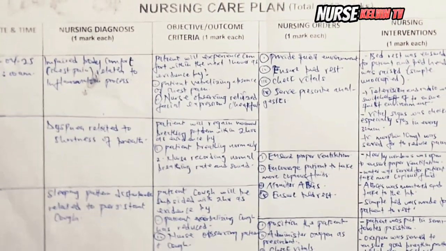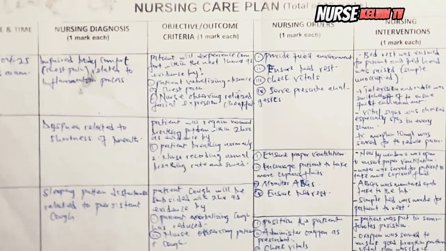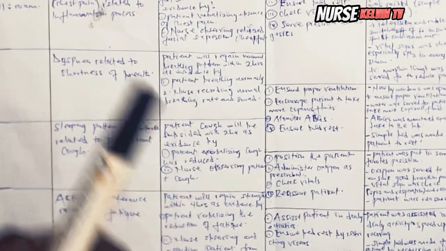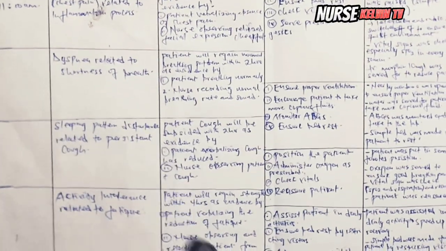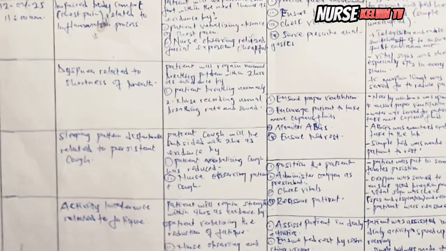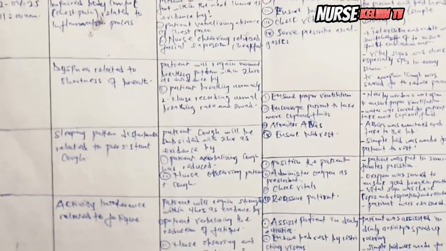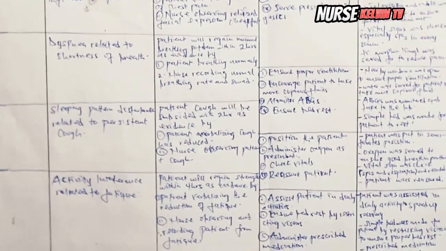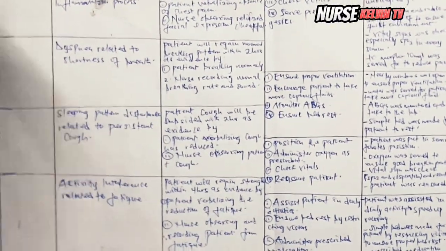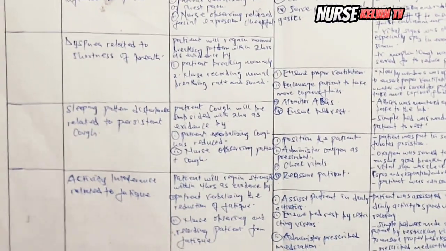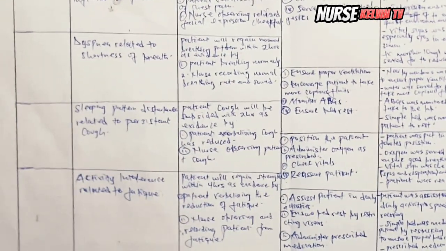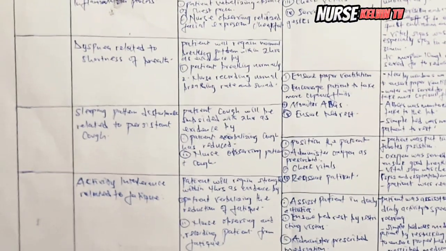Now let's come to the sleeping pattern disturbance related to the persistent cough. You will see here that the patient's cough will subside within 2 hours, as evidenced by the patient verbalizing that the cough has reduced. Here you need to back it with evidence: the patient says the cough has reduced. Then the second one is the nurse observing the patient's cough.